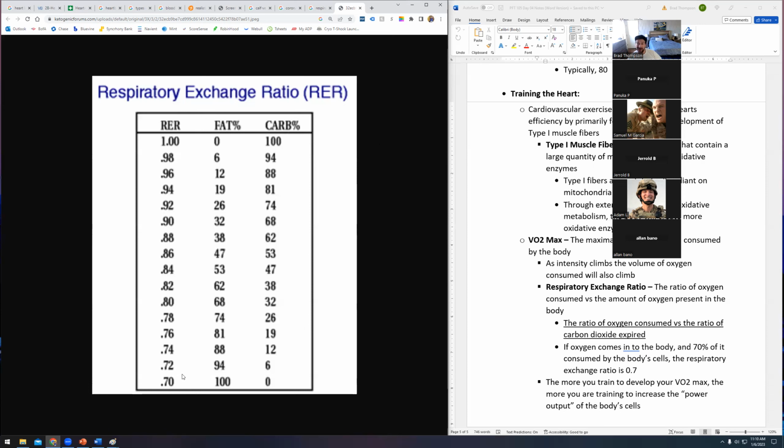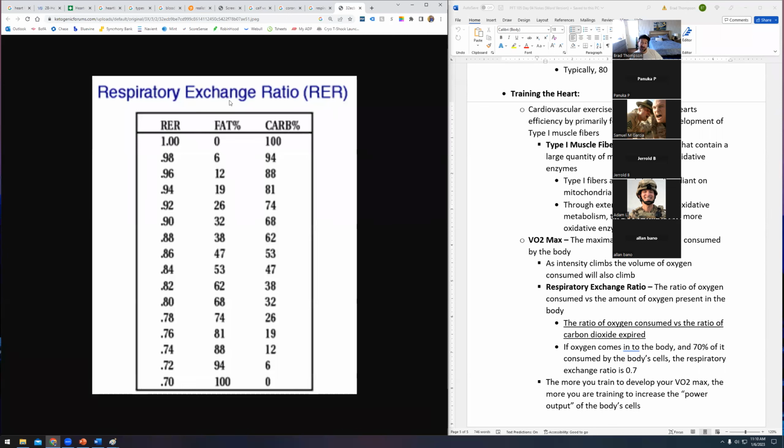Yeah. So you are at an RQ or an RER of 70% when you are completely at rest. So when you're sleeping, of all the oxygen you bring in, only about 70% of it actually gets used. The remaining 30% just stays in the chamber and gets exhaled. And when you are sprinting and fully out of breath and it feels like you're going to die, like hard cardio, that's when you're at 100% oxygen consumption.